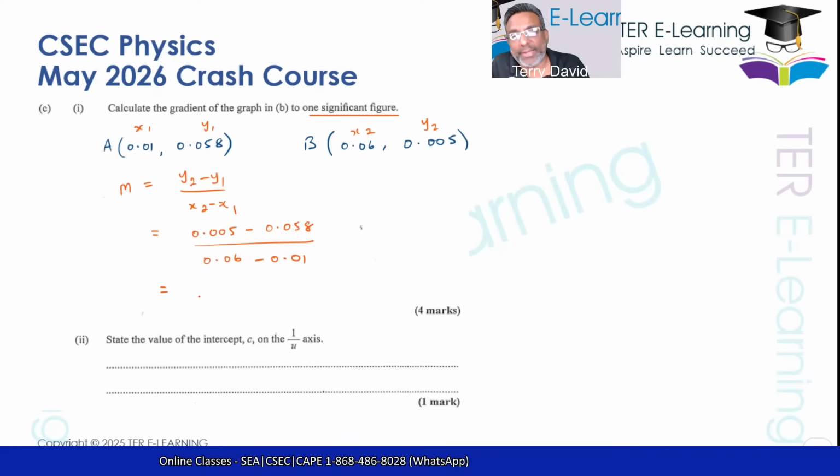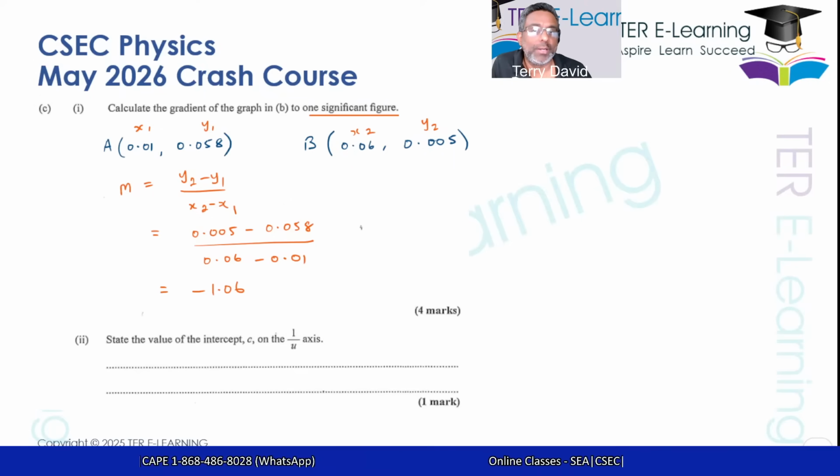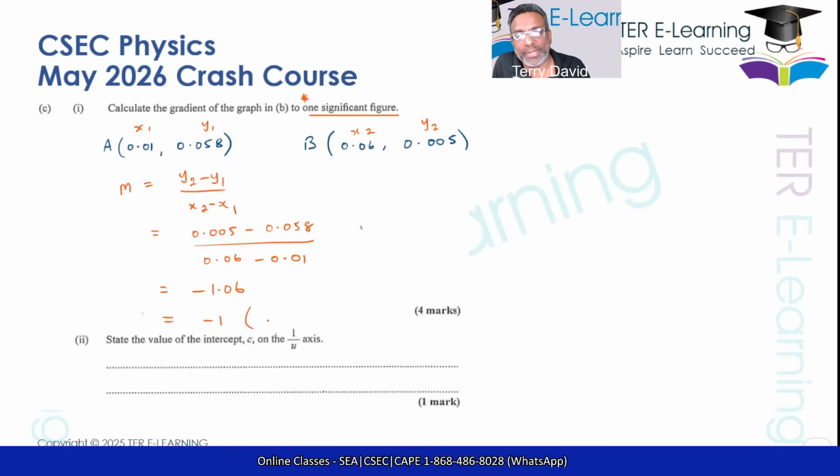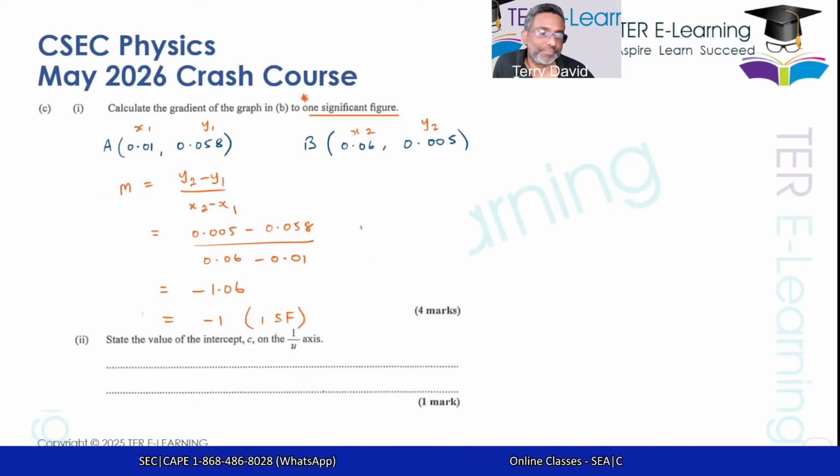When I work this out, this is what I'm getting: -1.06 as my slope. But the question says they want the answer to one significant figure. So if I write this to one significant figure, I'm going to get -1. So that's my answer to one significant figure.